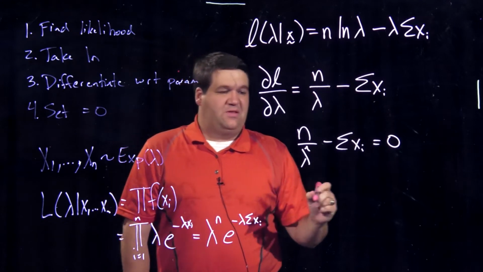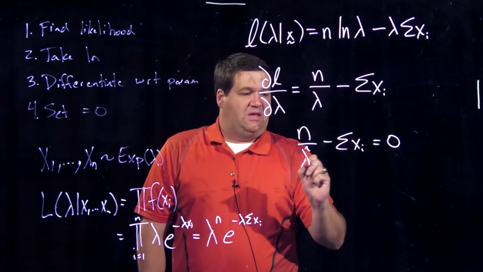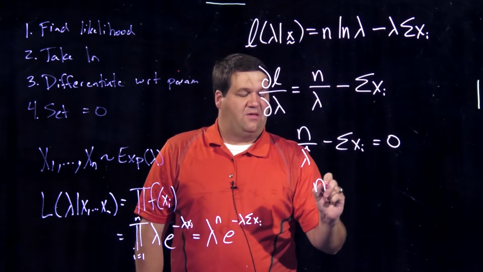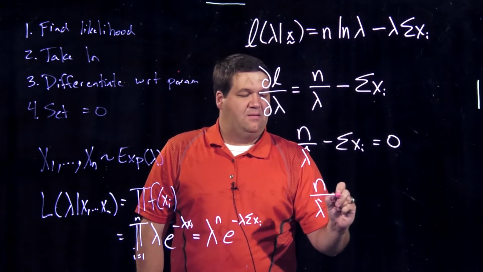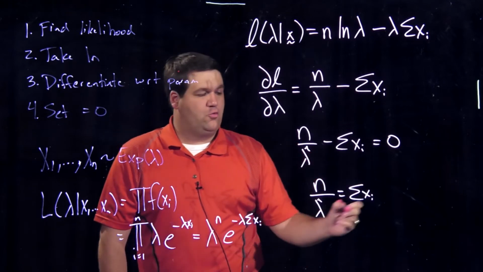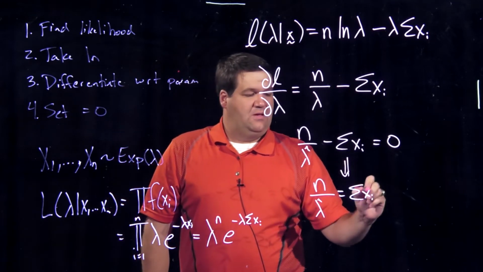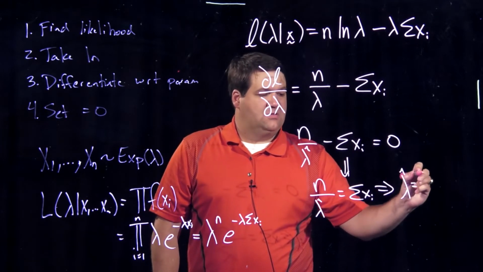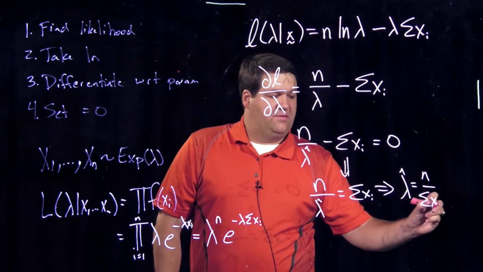Do some simple arithmetic here, and we end up with, I'll do it in two steps, n over lambda hat equals the sum of the xi's. Then I'll do two quick steps at once. I end up with lambda hat equals n over the sum of the x's.